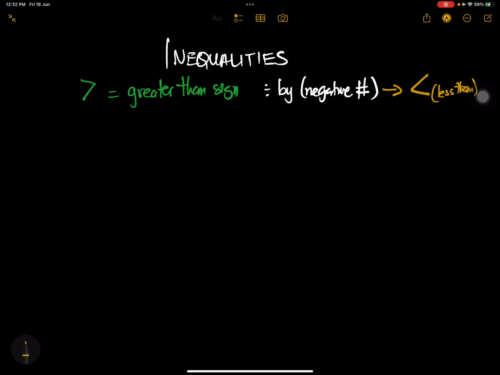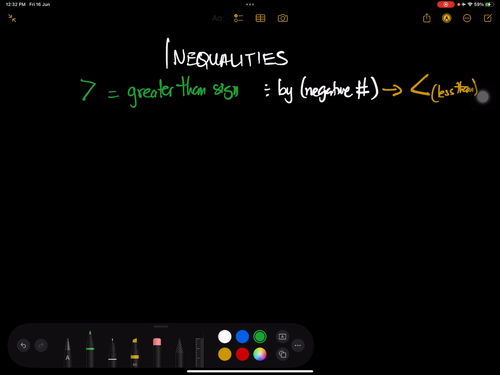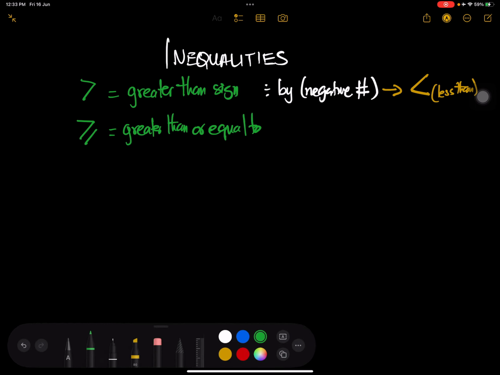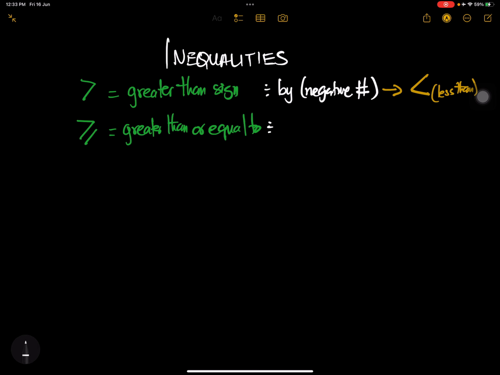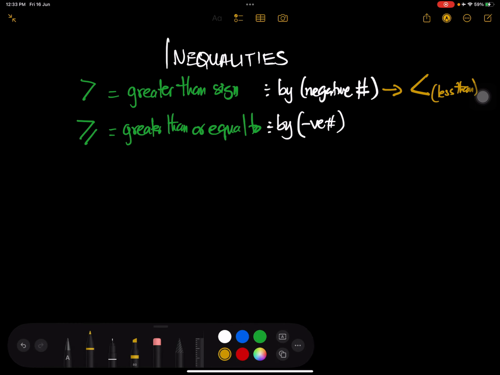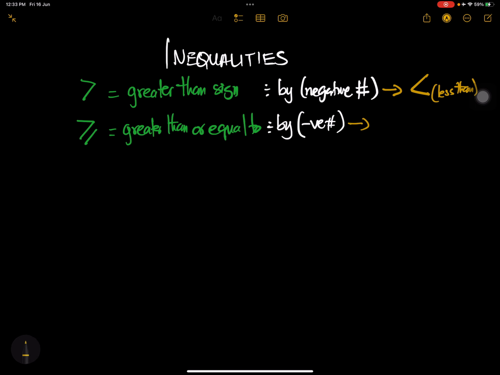On the other hand, if it is greater than or equal to, and we divide by a negative number, the sign is also going to change to the opposite sign, which is less than or equal to.